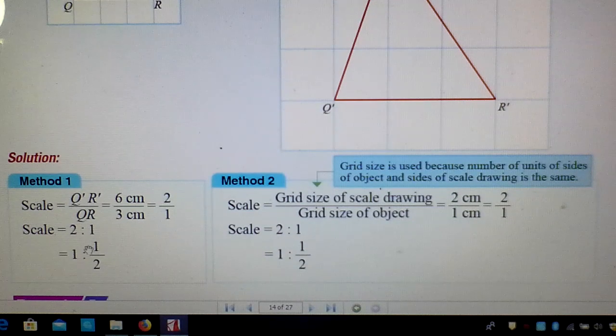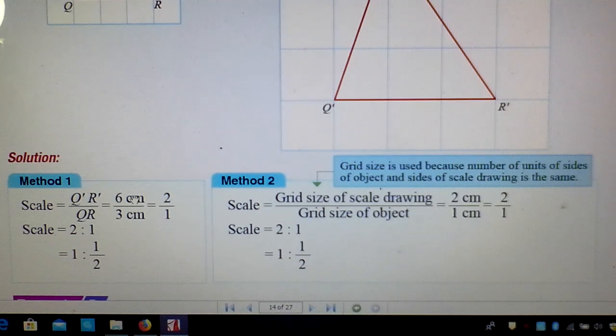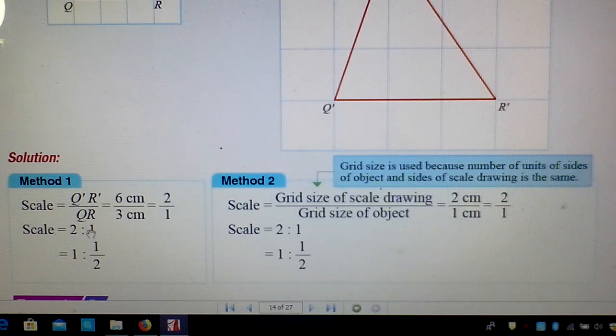So what we do, we use Q prime R prime divided by QR, then 6 divided by 3. Okay, here 1 square is 2 cm, so here 2, 2, 2, 6. Here 1 cm, so 1, 2, 3. 6 divided by 3, 2 to 1. So we write the scale in the form of 1 to n. So meaning here divide by 2 both sides. So both sides you divide by 2, then you get 1 to 1 over 2, or 1 to half. Okay.